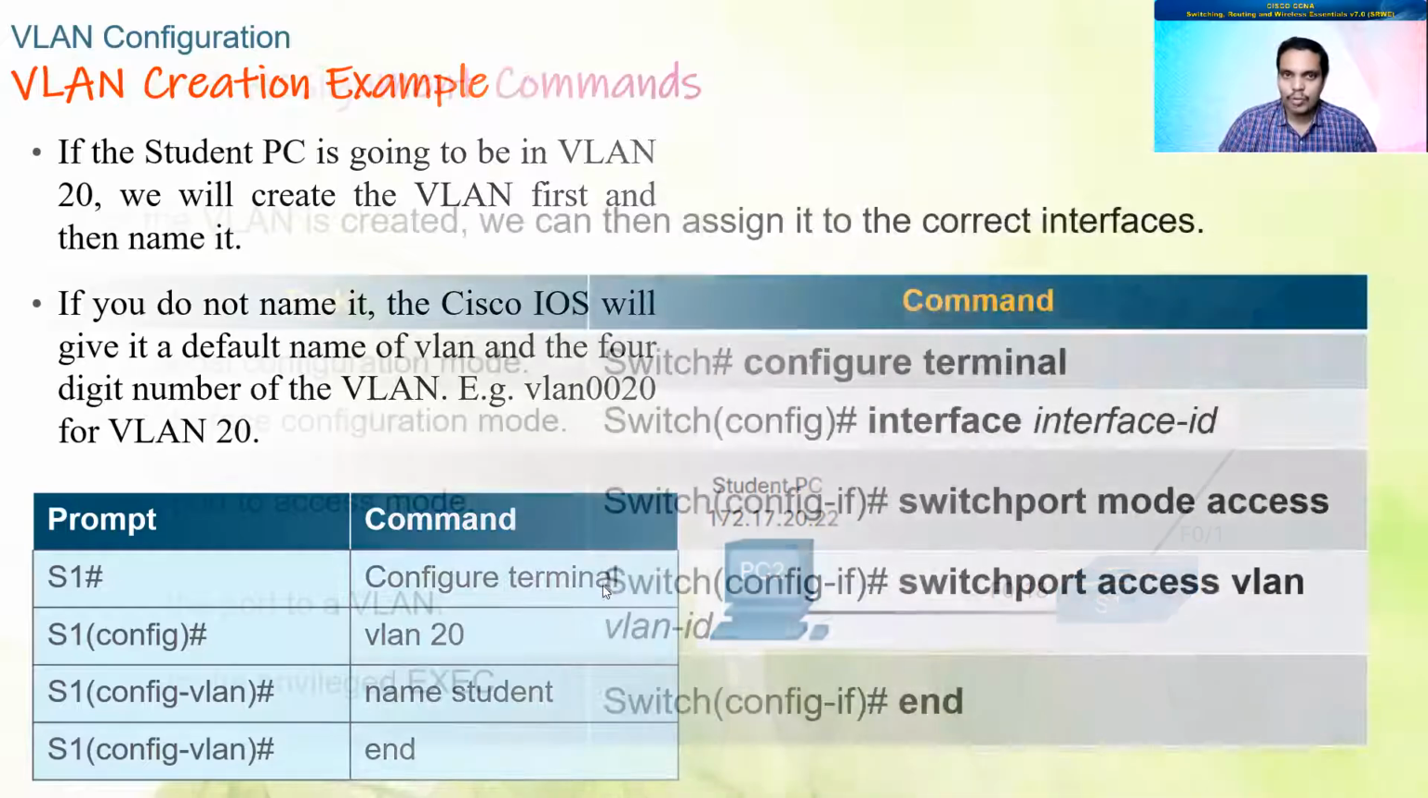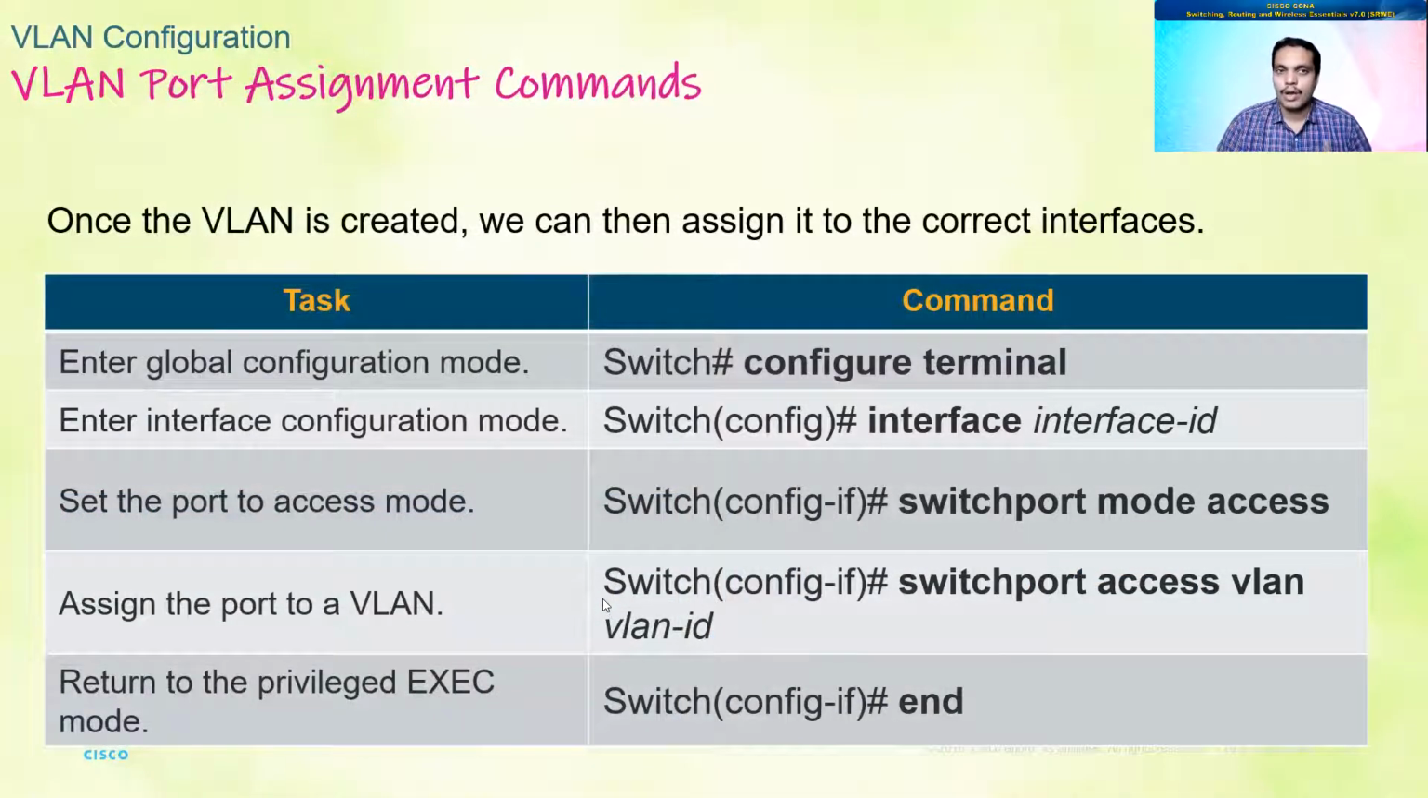After doing this, we need to give the port assignment commands. Very important: you create a VLAN by just assigning an ID to it and giving a name to it. After that is done, the interface to which this VLAN is connected has to be configured. For that, you enter interface mode using the interface ID. Then set the port to access mode using the command switchport mode access. Then you assign that port to the particular VLAN you just created, using switchport access vlan and the ID that you created, and then come out.